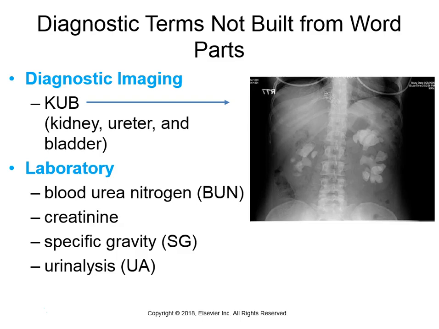Specific gravity, or SG, has to do with kidney function again, but in terms of how concentrated or diluted the urine can be. And then urinalysis, or UA, that's your basic pee in the cup test. So you pee in the cup and they run a basic panel for glucose, proteins, other things to get a general health picture. That's what a urinalysis is.